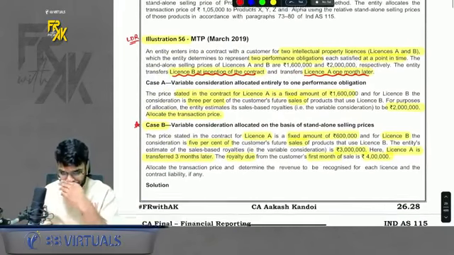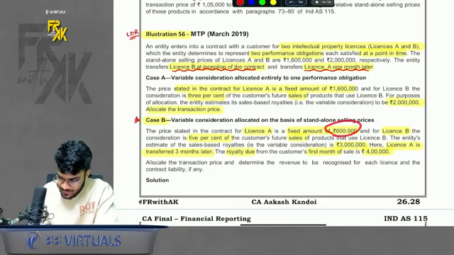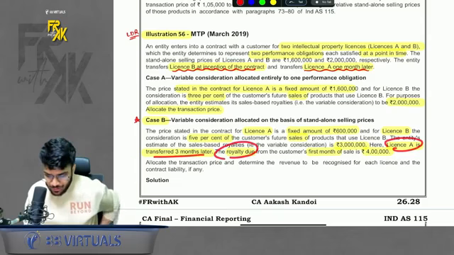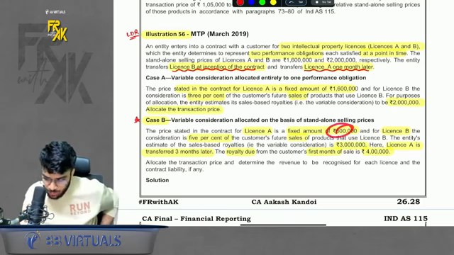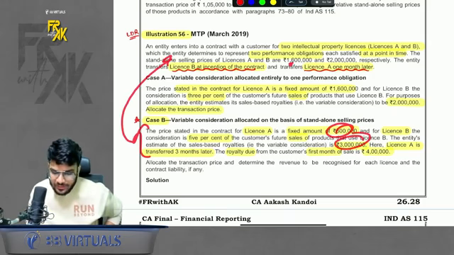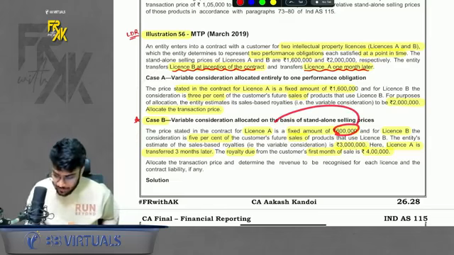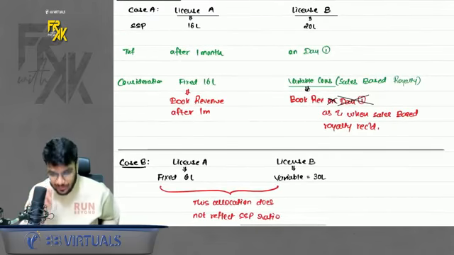Interesting is case B. It says in case B, license A, we are charging a fixed amount of 6 lakhs, and license B, we will charge 5% of sales. Estimated is 30 lakhs. Okay. License A is transferred 3 months later. Royalty of first month is 4 lakhs. In the second case, the standard says your allocation given by the contract is not reflecting the SSP. If you see SSP is 16 and 20, but the contract says 6 lakhs for A and 30 for B. So it is clearly showing that this allocation given in the contract is not depicting the SSP ratio.